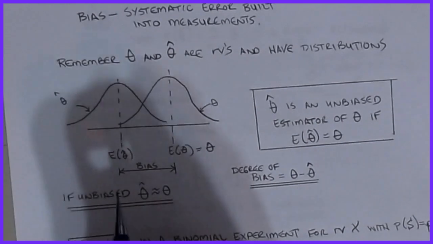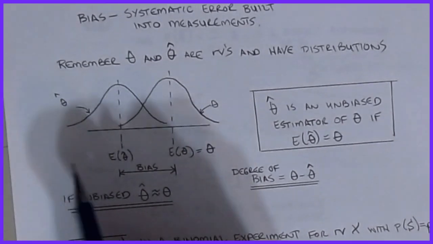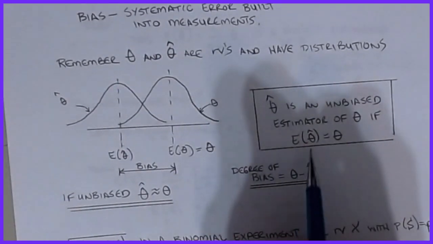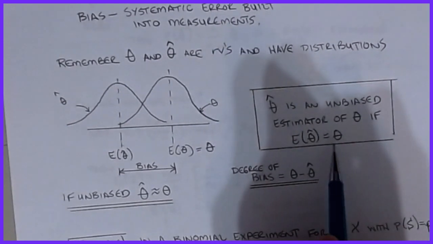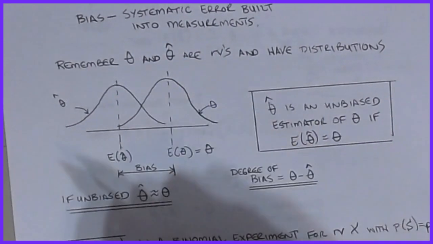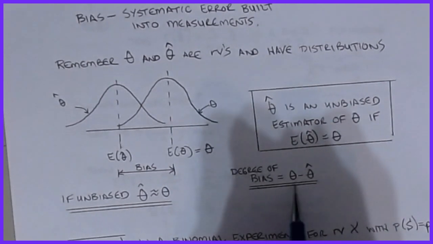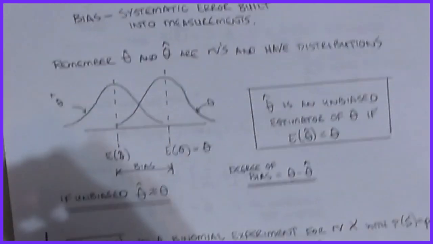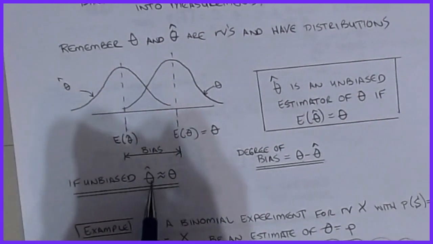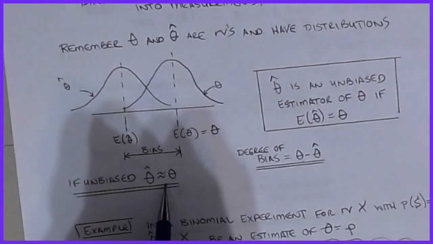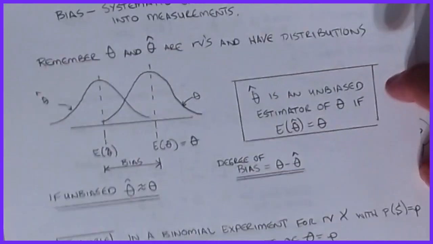The definition of an unbiased estimator, which is what we want, is when the expected value of theta hat is the same as the actual parameter that I'm looking for. We can also talk about the degree of bias as being the difference between those two parameters. And if it's unbiased, then theta hat is approximately the same as theta. That's the whole moral of point estimation.